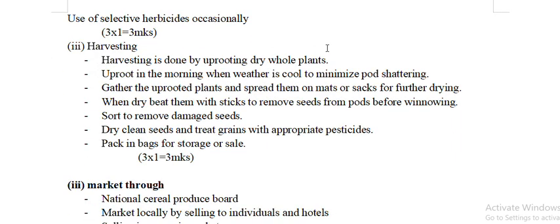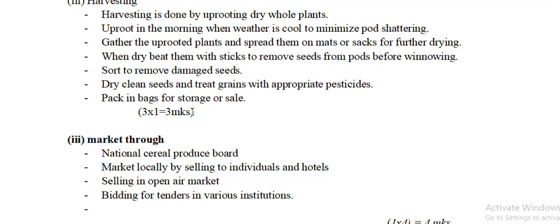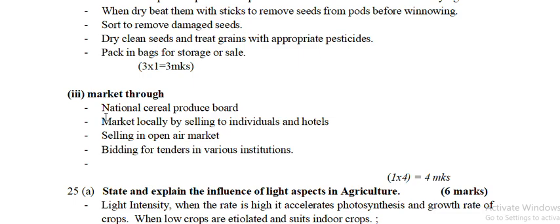Then harvesting. Beans is harvested by uprooting or dry whole plants. Uproot in the morning when the weather is cool to minimize pod shattering. Then you can gather the uprooted plants and spread them on mats or sacks for further drying. And when drying, beat them with sticks to remove seeds from pods before winnowing. Then sort to remove damaged seeds. Dry clean seeds and treat grains with appropriate pesticides and pack in bags for storage or sale.